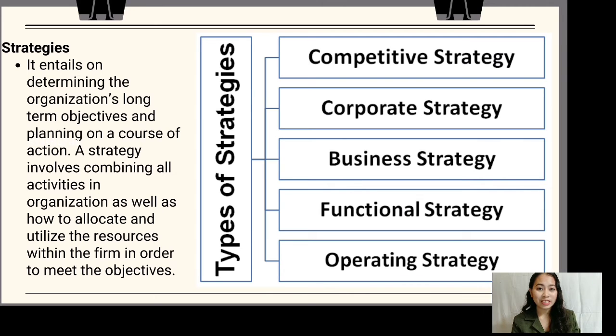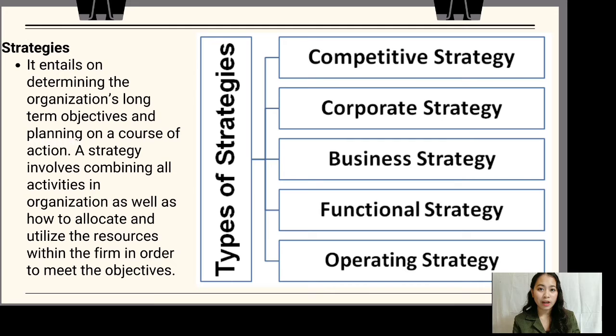Third is the business strategy, popularly known as the business unit strategy, which emphasizes building up the company's competitive position of products and services. Its main focus is product development, innovation, integration, market development, and diversification of the products and services we render.